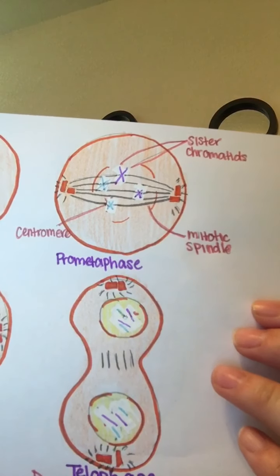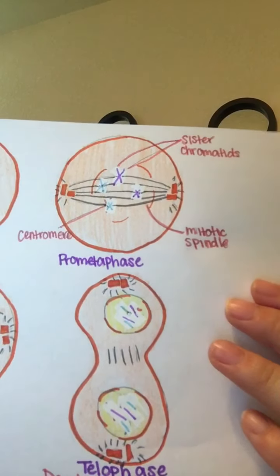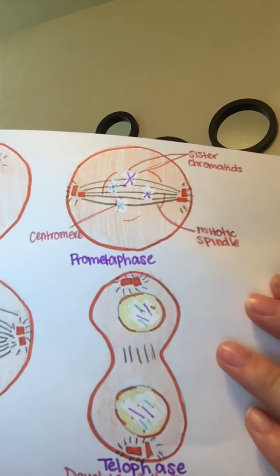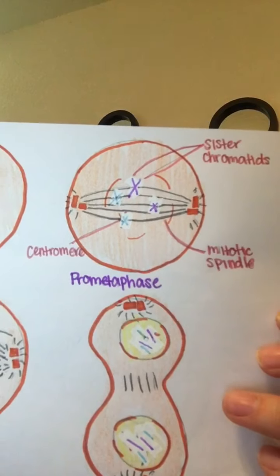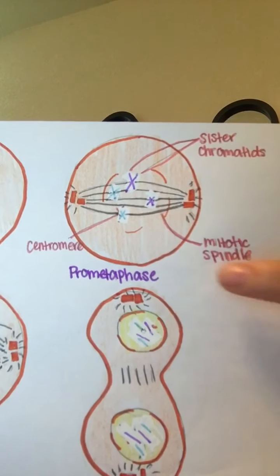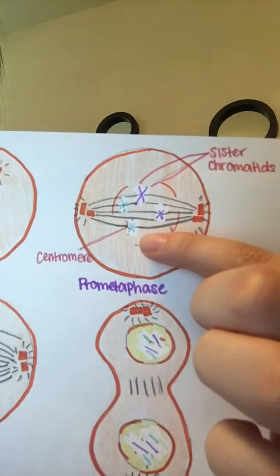So here we are in prometaphase, where you can see the microtubule spindles, or mitotic spindles, heading towards the center of the cell. And you see the sister chromatids, here's the mitotic spindle, the centromere, which is the center of the chromosome.